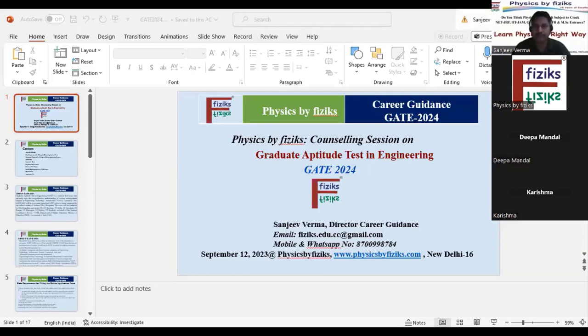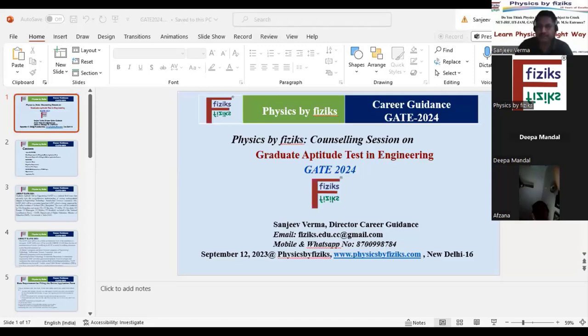If after qualifying GATE one does an MTech, what is the opportunity after MTech? You will be having placements in your MTech, correct? And suppose you are interested in doing your PhD, you can go for PhD also.